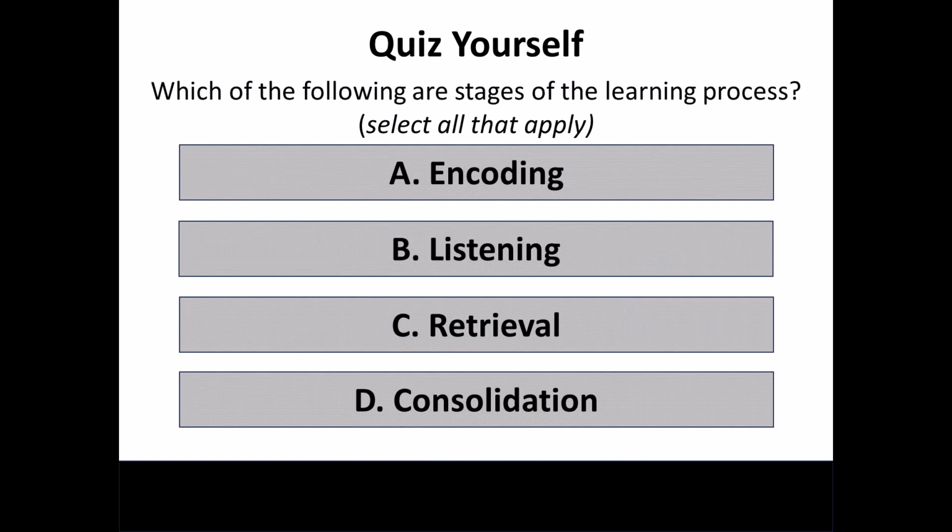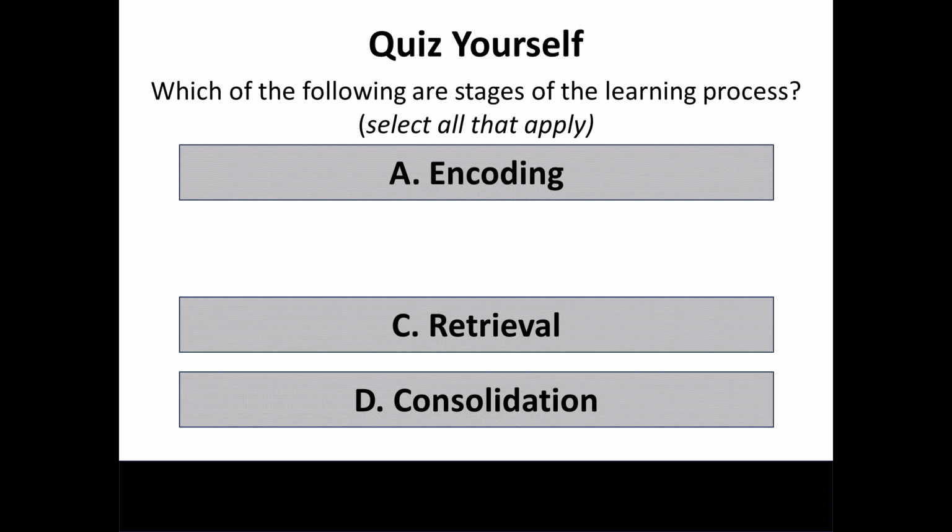Quiz yourself. Select all that apply. There may be more than one correct answer. Which of the following are stages of the learning process? A. Encoding, B. Listening, C. Retrieval, or D. Consolidation. Encoding, consolidation, and retrieval are stages of the learning process. If this was your answer, you are correct. Listening is necessary to learn in most instances, but it is not a stage of the learning process.